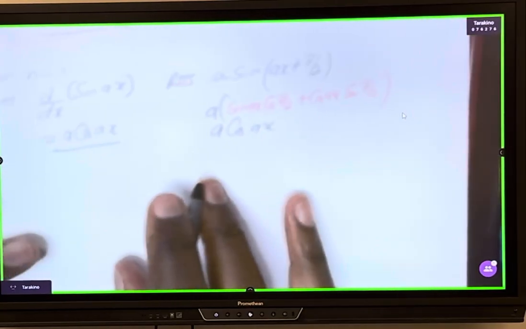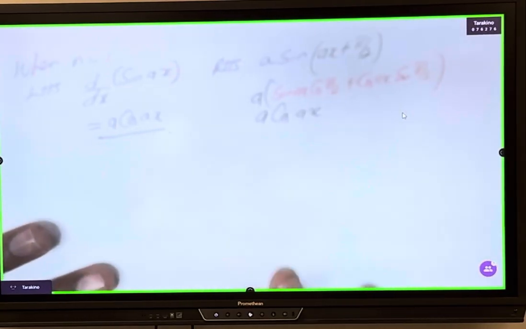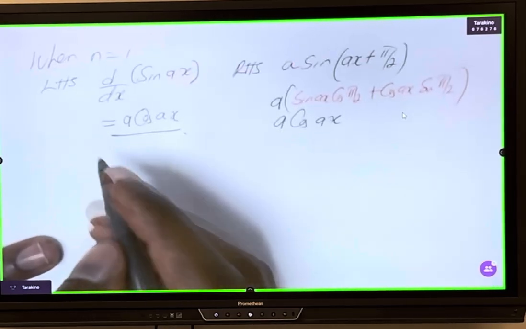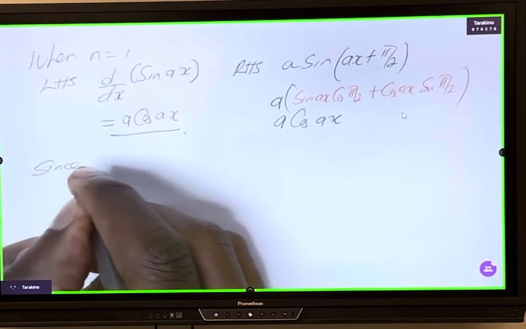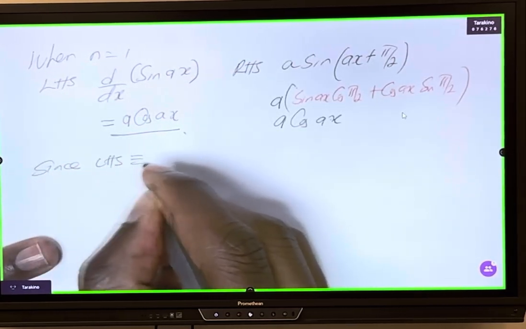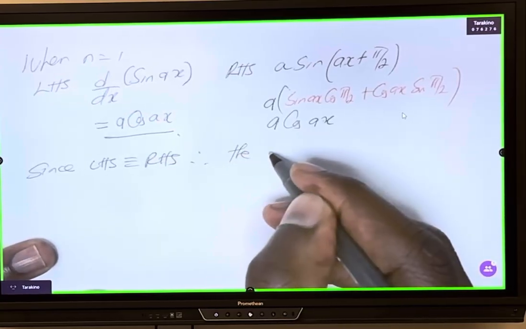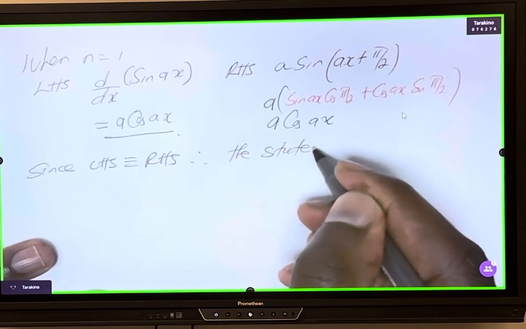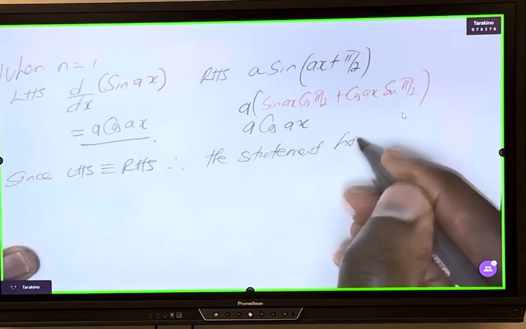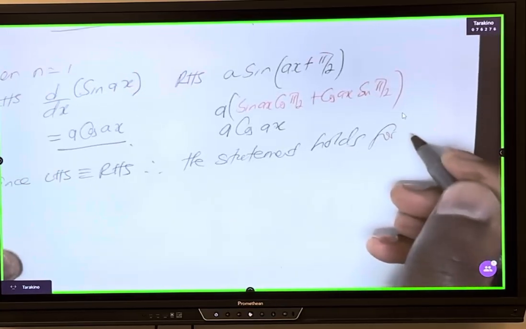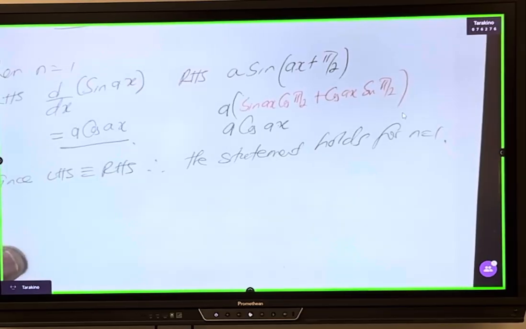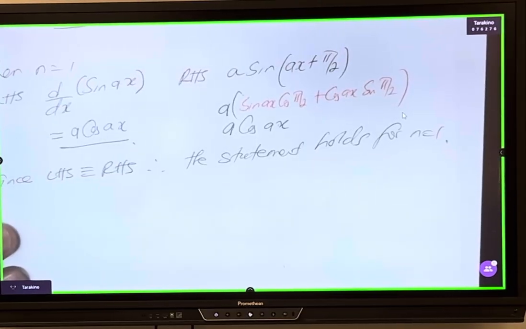So since the left-hand side is identical to the RHS, therefore the statement holds for n equal to 1. We are done. Now let's move on to the assumption.